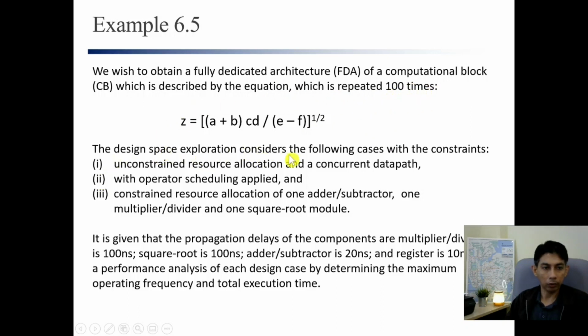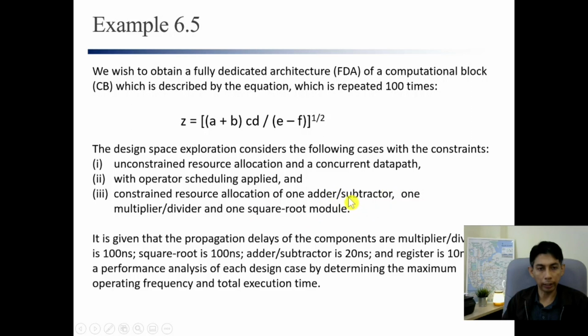So the design space exploration considers the following cases with the constraints: unconstrained resource allocation and a concurrent data path. The first case is unconstrained resource allocation, so we don't have any constraint. We can have as much hardware or as many processing units as we want. Then operator scheduling is applied, and the third case is constrained resource allocation of one adder or subtractor, one multiplier or divider, and one square root module. So in case number three, we constrain the design to use only one adder or subtractor.